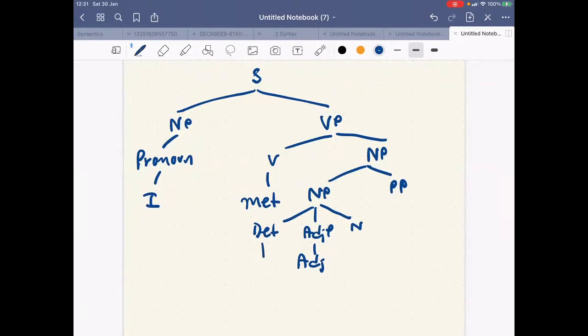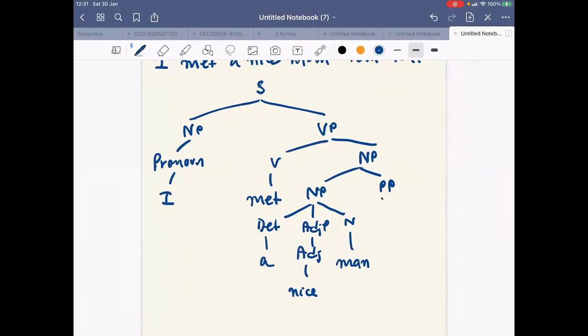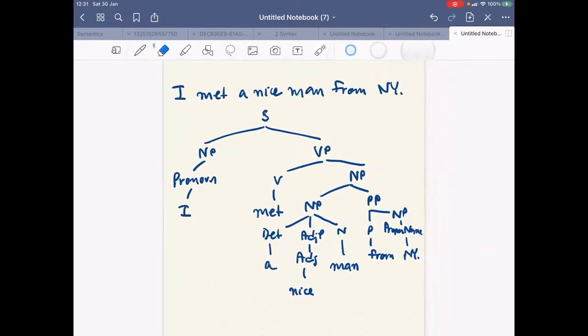The determiner is a, the adjective is nice and the noun is man. For the prepositional phrase, I have preposition from and the NP, which is a proper name, New York. So, yep, that's the sentence. I met a nice man from New York. All right. Okay, next one.